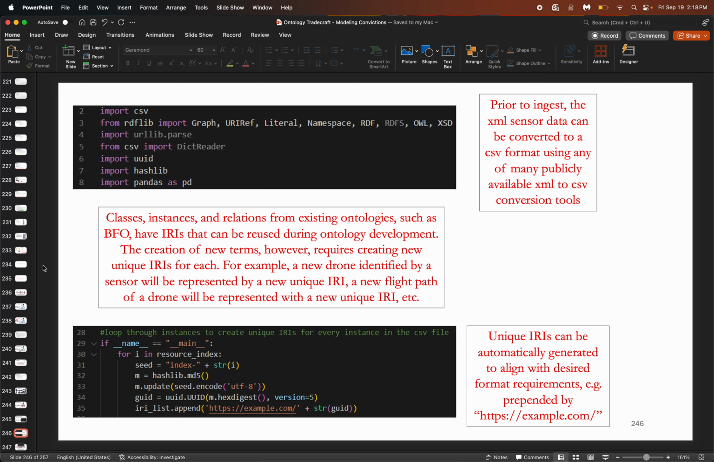You represent the classes and instances and relations in a given ontology using IRIs for terms. New drones identified by sensor will be represented with new encodings, new IRIs, or new names. Same with new flight paths of the drone. You can also generate unique identifiers for this content that comes through in a real-time pipeline by prepending with something. I use HTTPS example.com plus a GUID generator here, so you don't run out of notation, right?